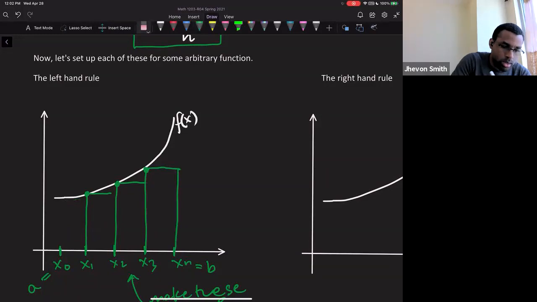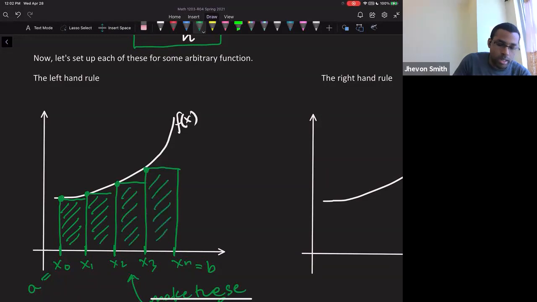And so the area of these rectangles would be an approximation for the area under your curve on the interval AB, right?